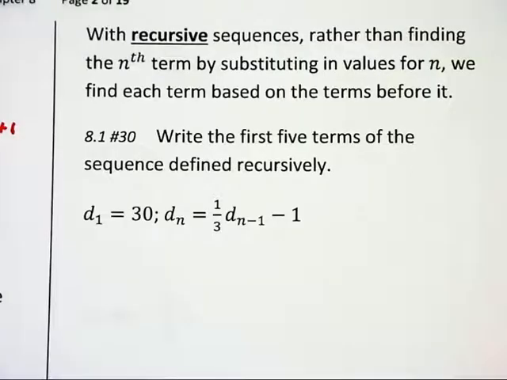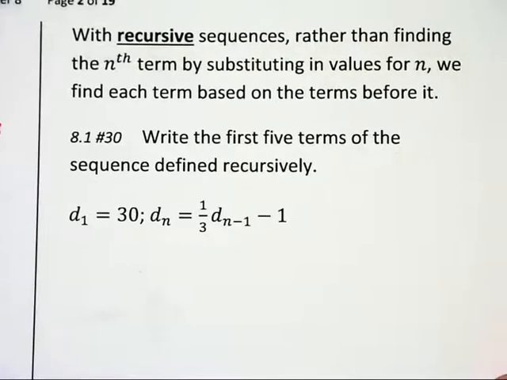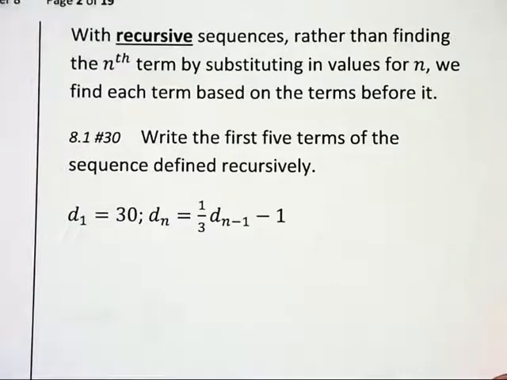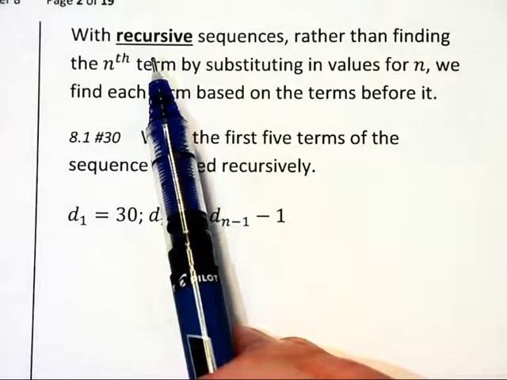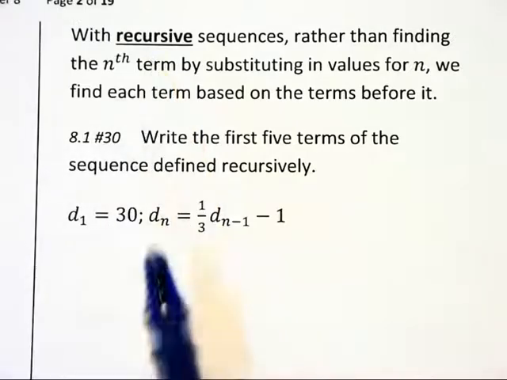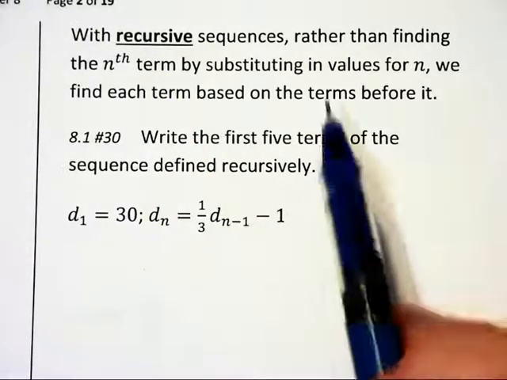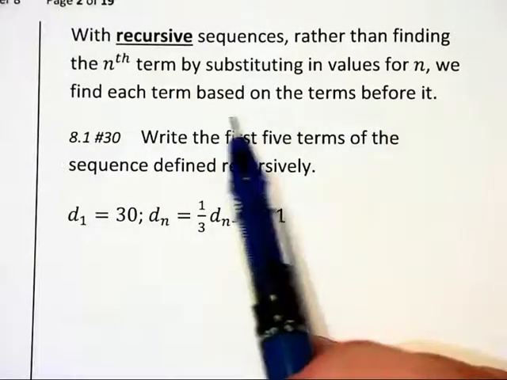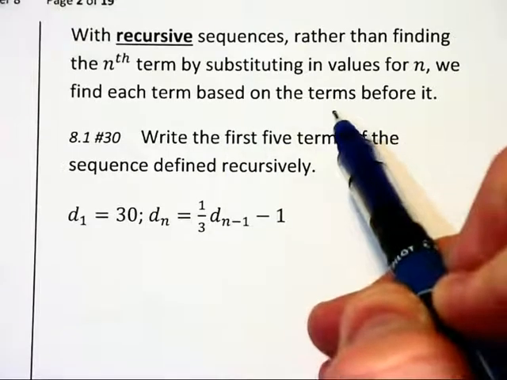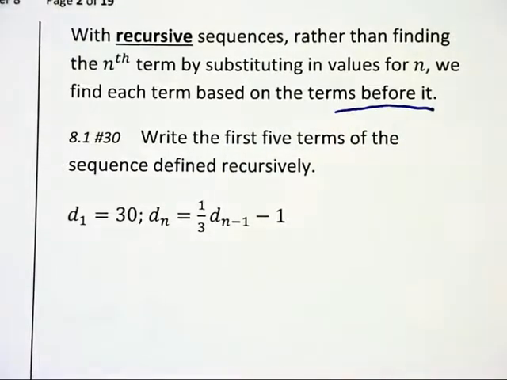In each of the previous problems, we have been finding the terms by substituting n equals 1, 2, 3, 4, etc. With recursive sequences, rather than finding the nth term by substituting in values for n, we find each term based on the terms before it. This is a different type of sequence that we're going to be looking at, and you actually have to be given a formula on how to generate the terms.